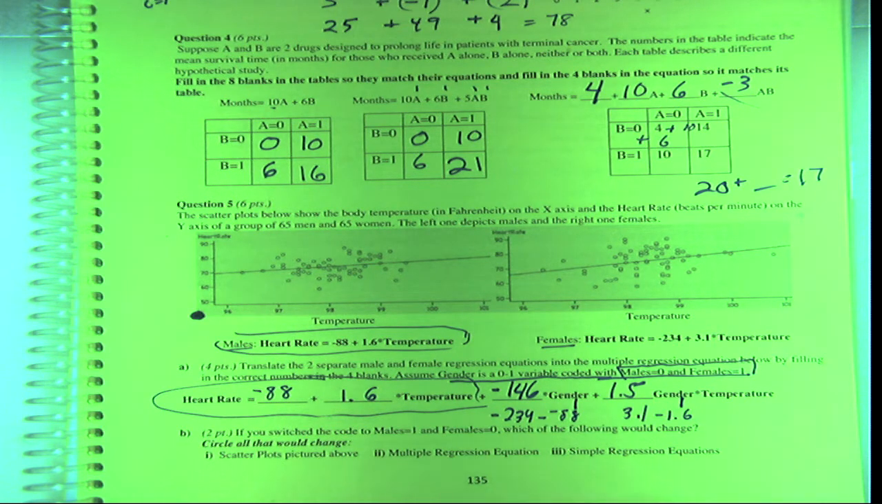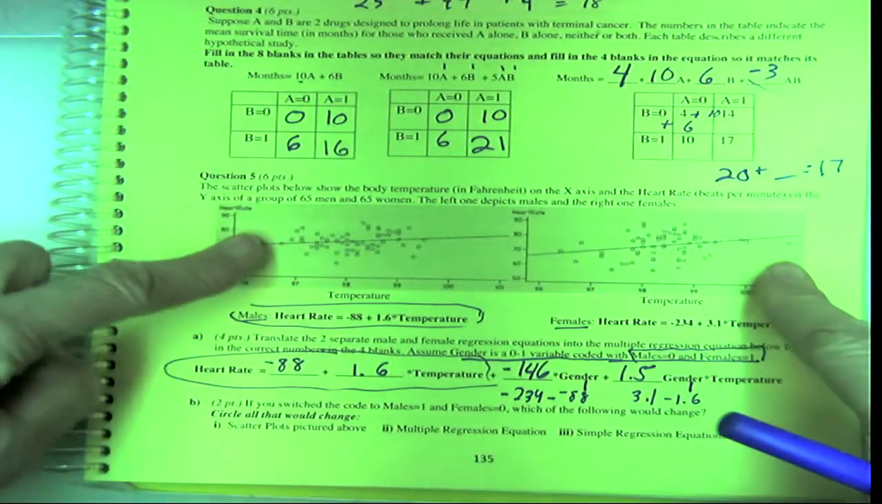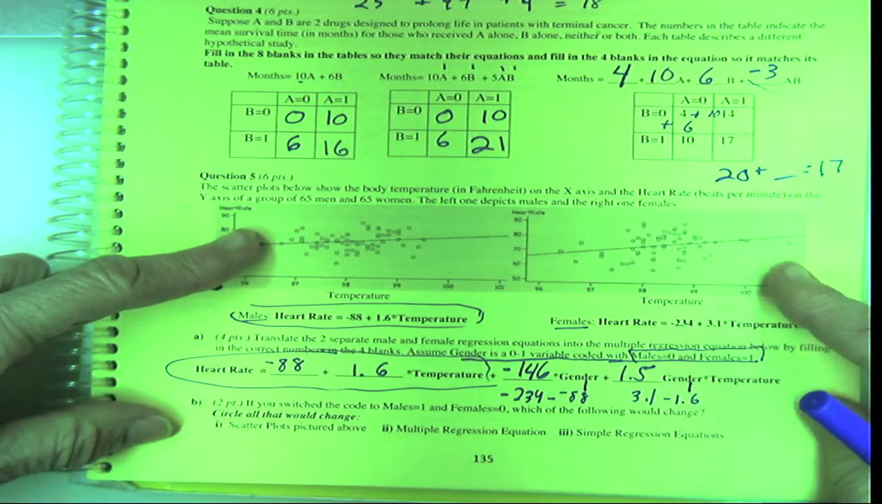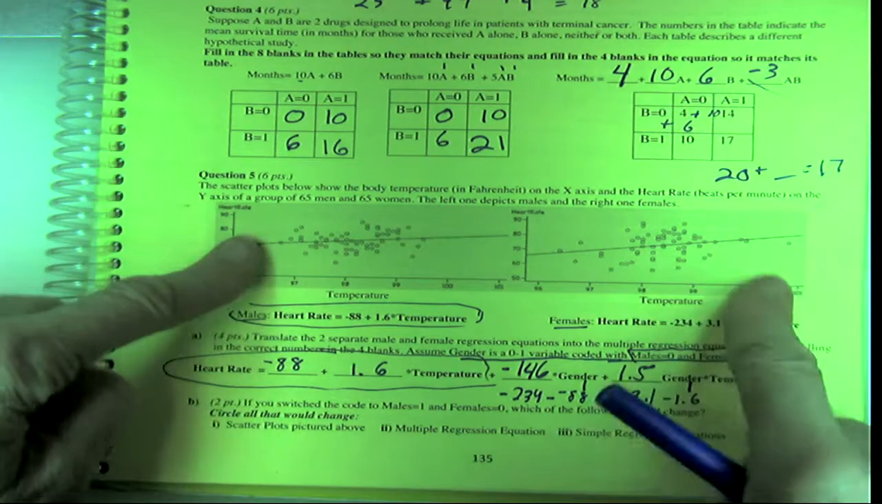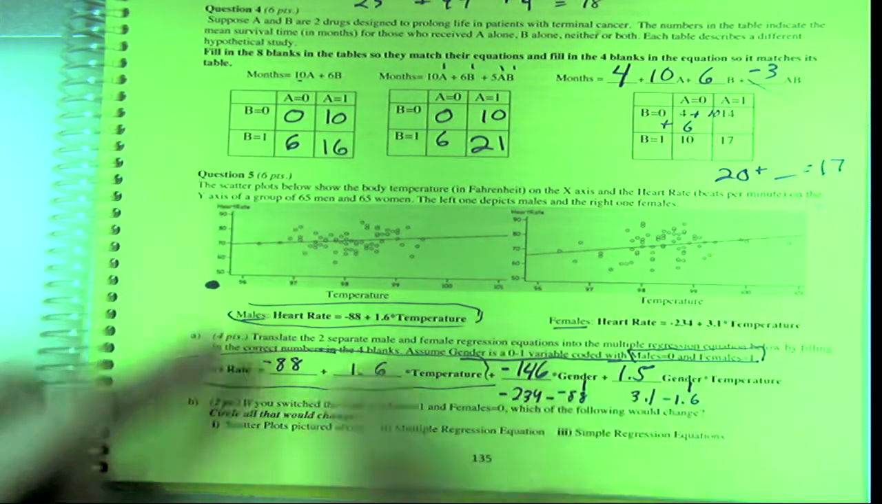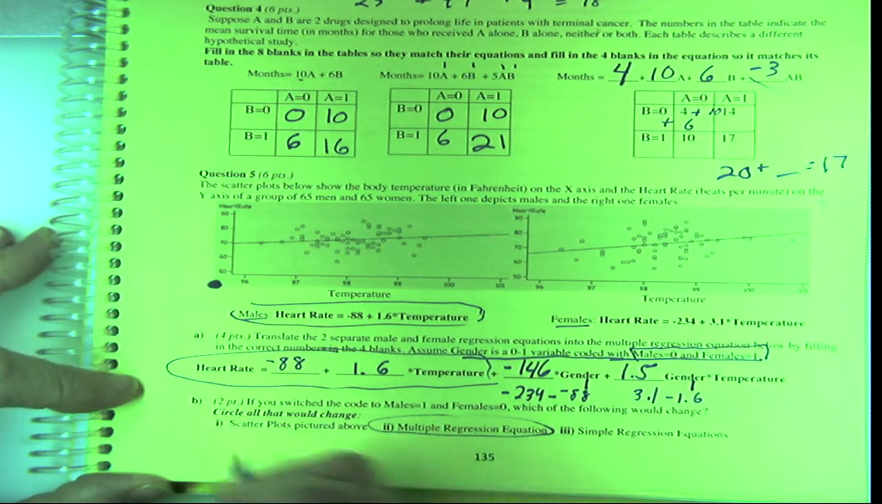So now if you switch the code to males equal, which of the following would change? Would these change? No, that doesn't even have gender in it. So why would it matter? The scatter plots don't even have gender in it. You're not seeing this would change. So what would it change to?